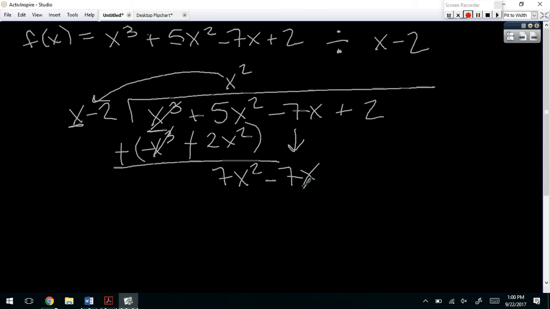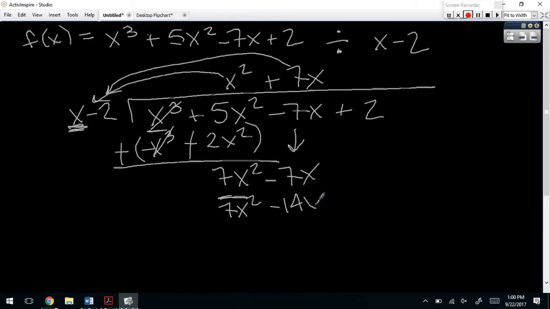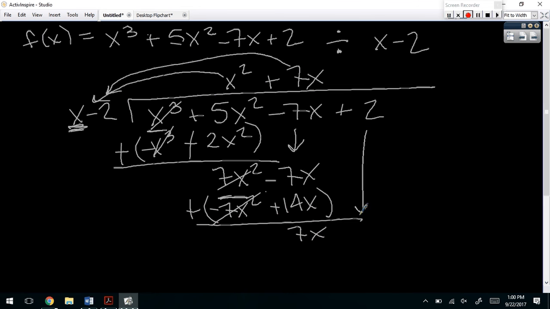Start all over. What do I multiply x by to get 7x squared? 7x. Go to the x column and multiply around. 7x times x is 7x squared. 7x times negative 2 is negative 14x. Remember, I'm subtracting. Same, change, change. Negative 7x minus negative 14x is 7x. Am I done? No, you have to bring down the next term.